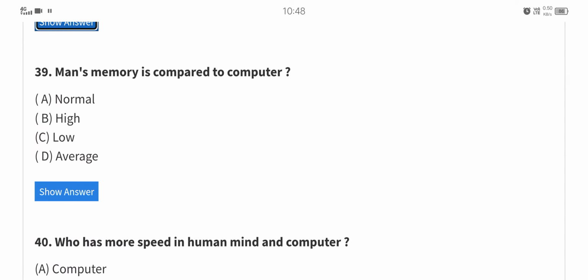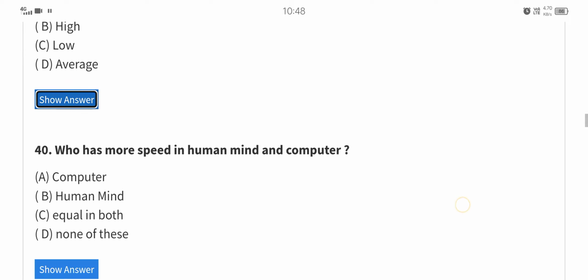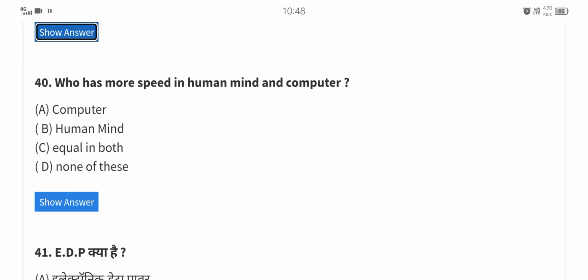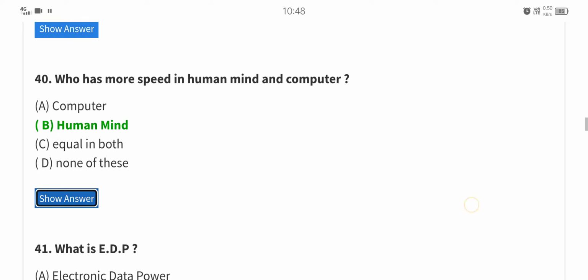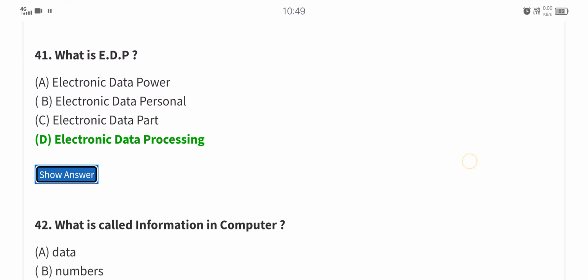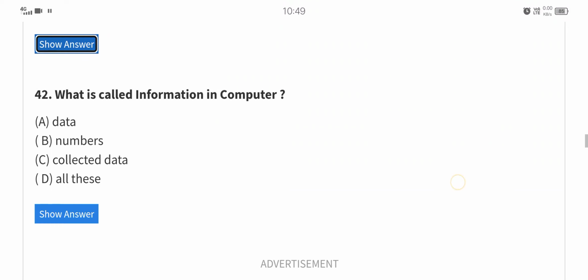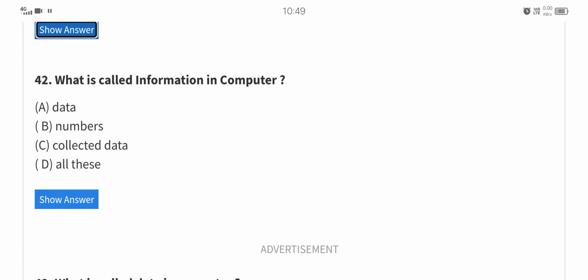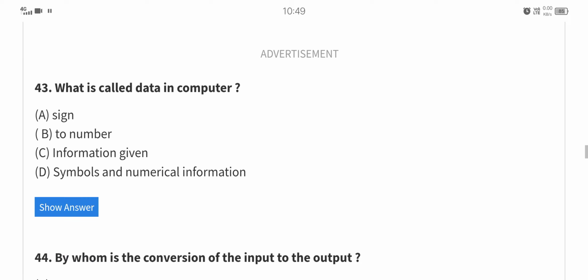Man's memory is compared to computer's. Who has more speed, human mind or computer? Of course, human mind. What is EDP? Electronic data processing. What is called information in computer? Collected data. What is called data in computer? Symbols and numerical information.